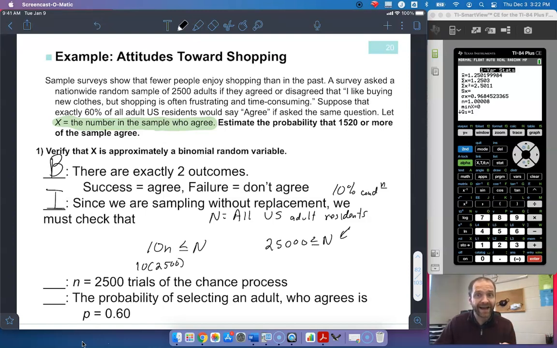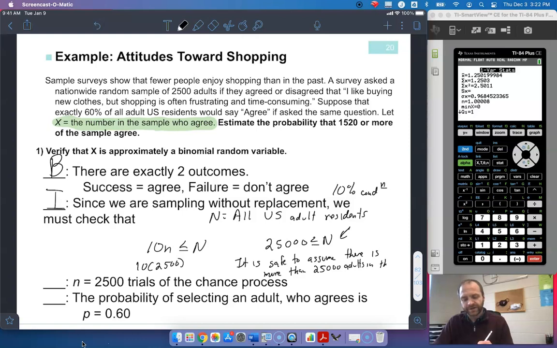I better state that. It is safe to assume there is more than 25,000 adults in the U.S. You better state it. And I know I keep saying if you don't define it, you don't get to use it. And it's the same here. Congrats, you did the 10% condition, but state the 10% condition. State what that means. Hey, I'm sampling without replacement.